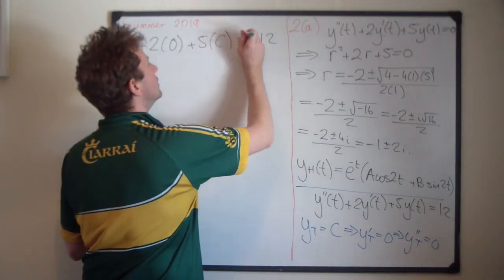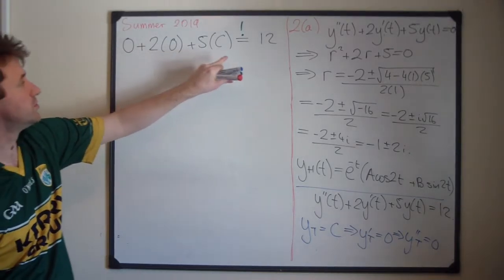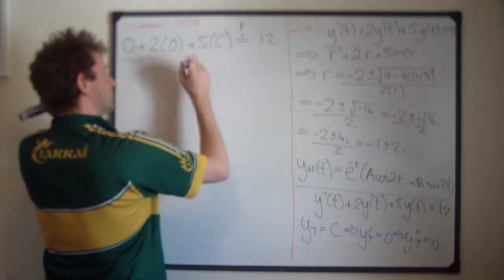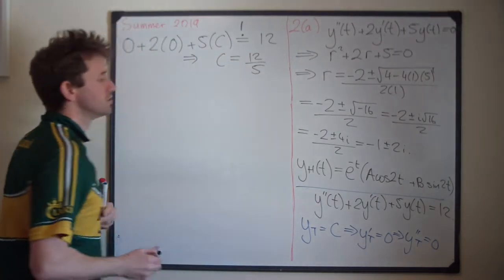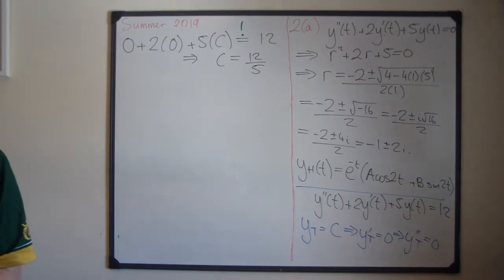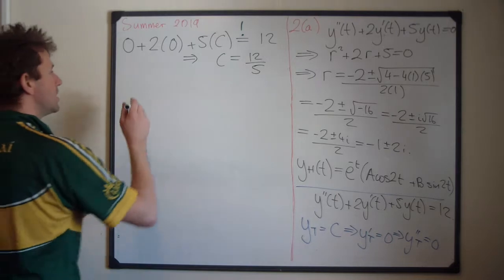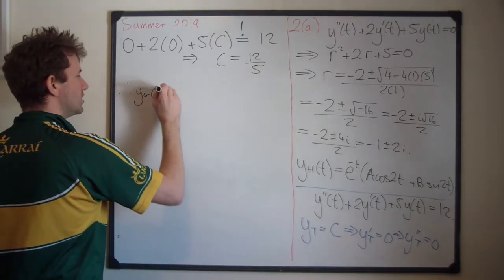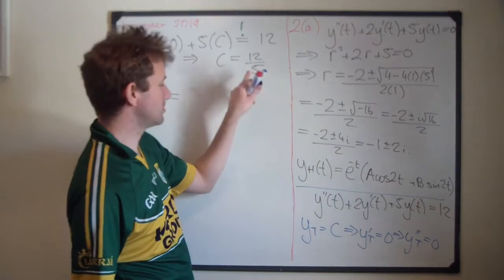Luckily this one isn't too difficult because you're just trying to force 5c to be equal to 12. All you have to do is divide both sides by 5 and find that c is equal to 12 fifths. So if the trial solution is the constant function 12 fifths, it is a solution of the differential equation, and therefore we can write down the general solution. The general solution is adding the homogeneous plus the particular.